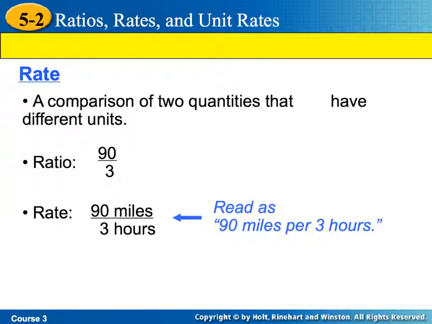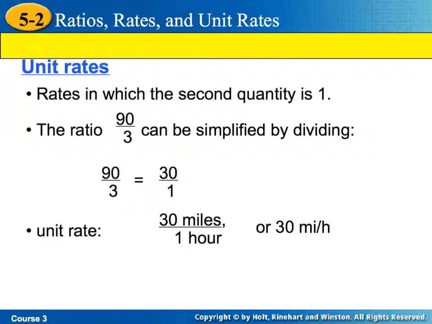So if you look at a ratio of 90 over 3, you will find that is 90 miles over 3 hours. A ratio is without the labels. A rate is with the labels. Again, ratio is without the labels. Rate is with the labels. Right? Then we have unit rates.